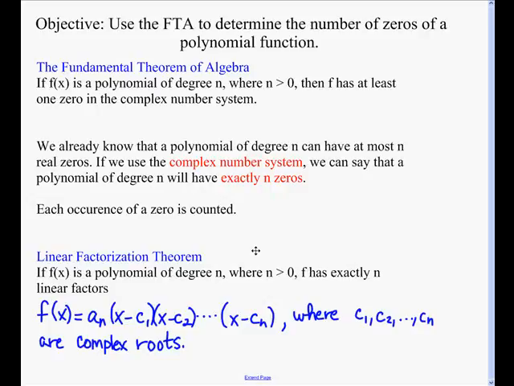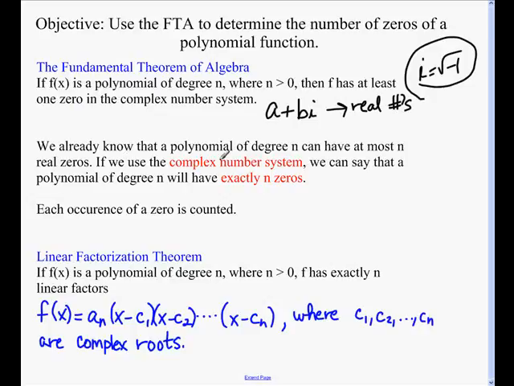So this theorem states that if f of x is a polynomial of degree n, where n is greater than 0, then f has at least one zero in the complex number system. Well, recall what a complex number system is. That is a system of numbers that have the form a plus bi. And so keep in mind that the real numbers are really part of the complex number system. So whenever we say f has at least one zero in the complex number system, that could be a real zero, or it could be a particular complex number. And remember what i is. i is the square root of -1.